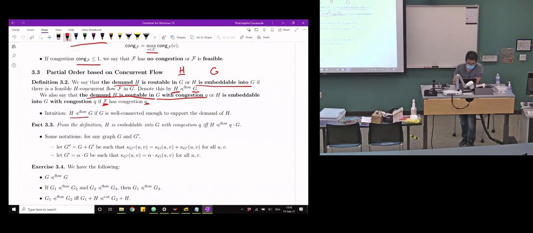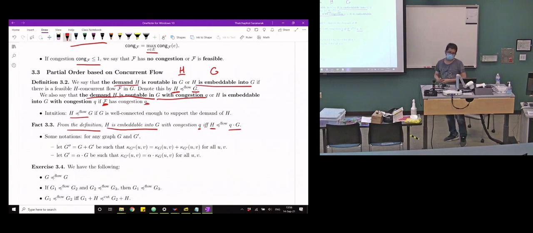Yeah, again, when you say that H is embeddable into G, then G is well connected enough, or has big enough capacity, to support the demand in H. And by the way, from this definition, you can see that when H is embeddable into G with congestion Q, then it means that H is less than QG.